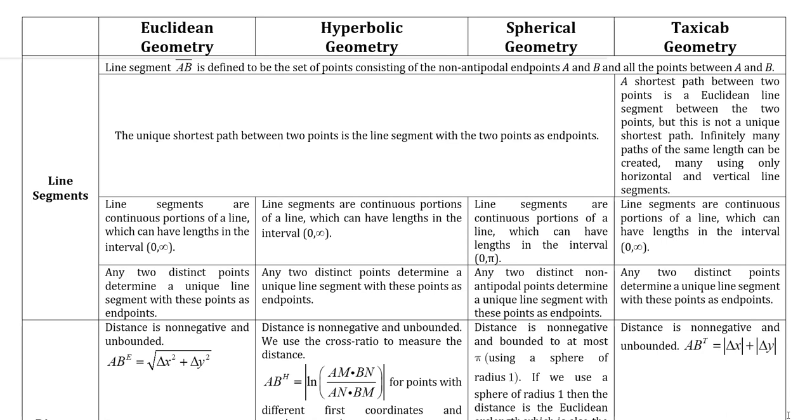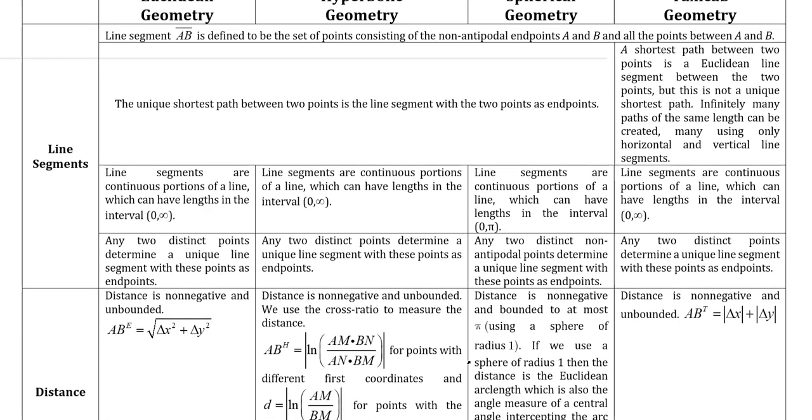In Euclidean geometry, any two distinct points determine a unique line segment with these points as endpoints. That's also true in hyperbolic and taxicab geometry. In spherical geometry, you have to make sure that the 2 points are a non-antipodal pair. So any two distinct non-antipodal points determine a unique line segment with these points as endpoints.